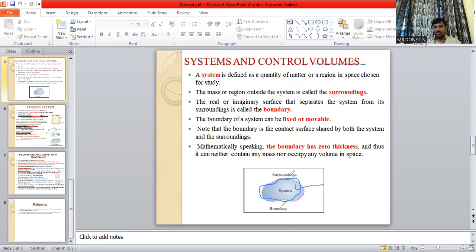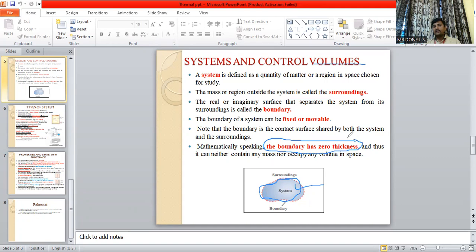Note that the boundary is the contact surface shared by both system and surrounding. Mathematically speaking, boundary has zero thickness. This is a very important concept point. There may be chances of asking questions in competitive examinations.